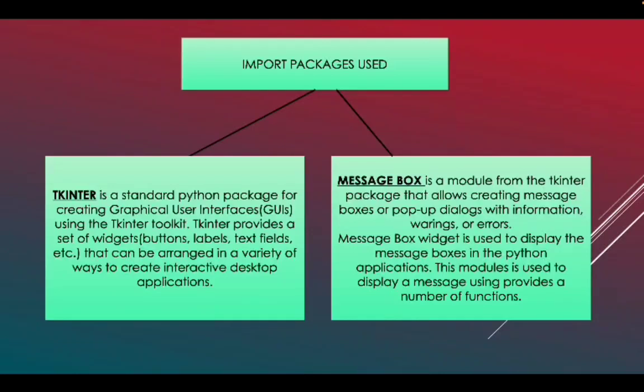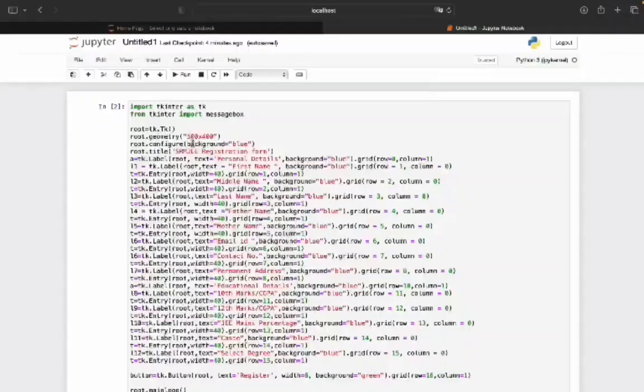Second one, MessageBox is a module from the Tkinter package that allows creating message boxes or pop-up dialogs with information, warnings, or errors. MessageBox widget is used to display the message boxes in the Python application. This module provides a number of functions to display a message.